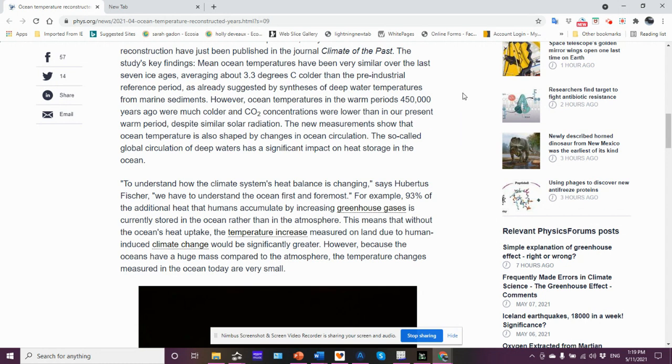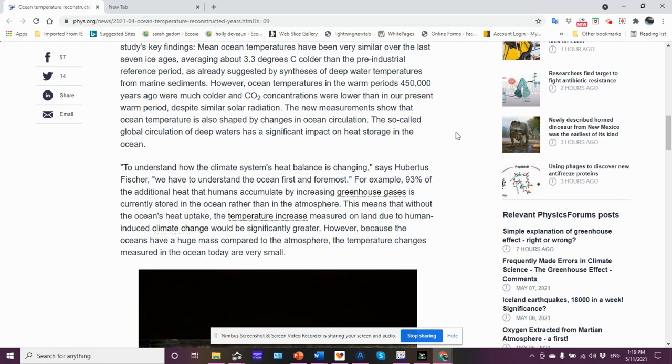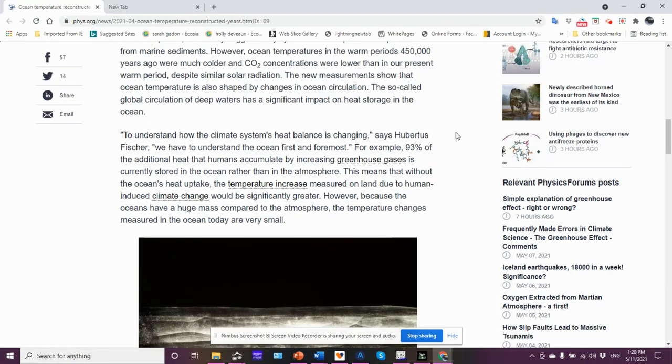And we're collecting the data that's now telling us what the heat distribution was like in the past. The so-called global circulation of deep waters has a significant impact on heat storage in the ocean. And I discussed that with you in my ocean heat content video. Basically, if you can sequester the heat, you're doing okay. If you can't, you're not doing okay.